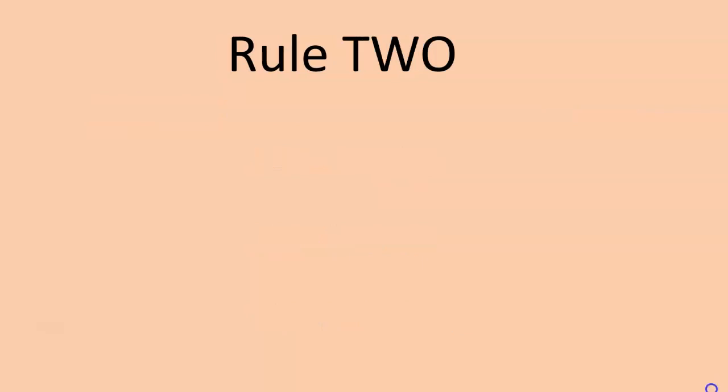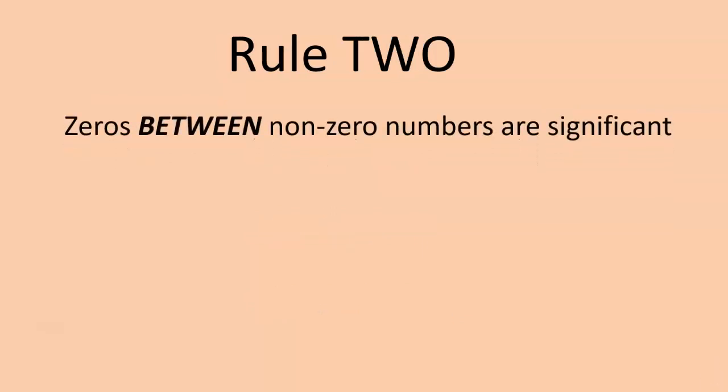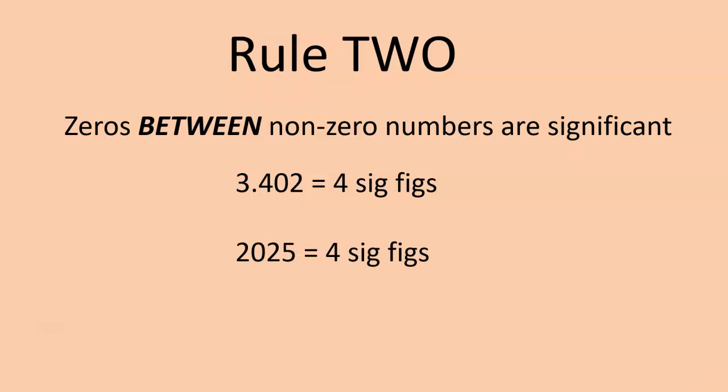All right, for rule number 2, we want to know that all zeros between any non-zero numbers are going to be significant. So 3.402, that is 4 sig figs. 2025, also 4 sig figs. 782.3004, that's 7 significant figures. Again, pretty straightforward, relatively easy to remember.